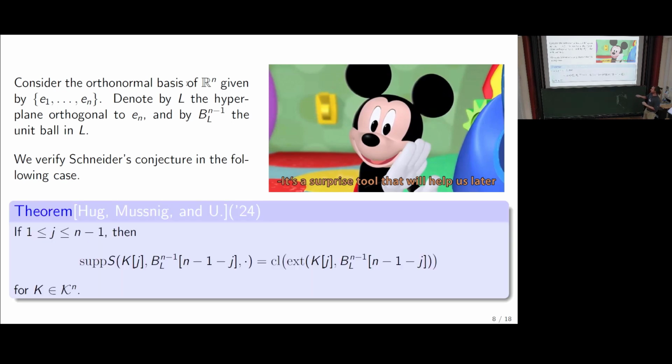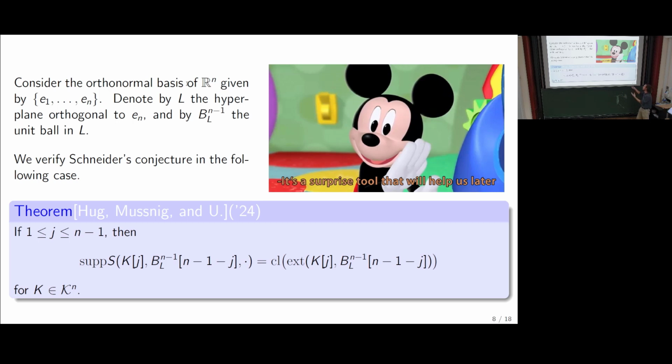And our result reads like this. So what have we done? So K is fixed. So in a sense it's similar to what Schneider already did, but instead of considering a full dimensional ball, we consider a lower dimensional ball, which seems easy. It's not that much.